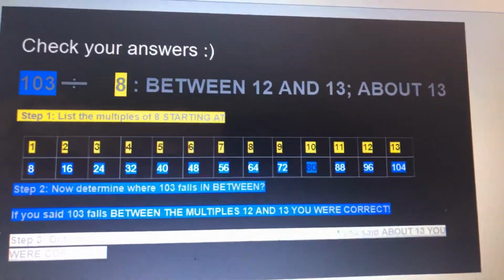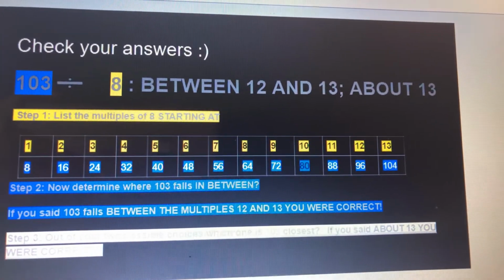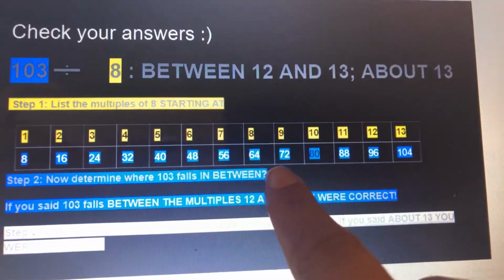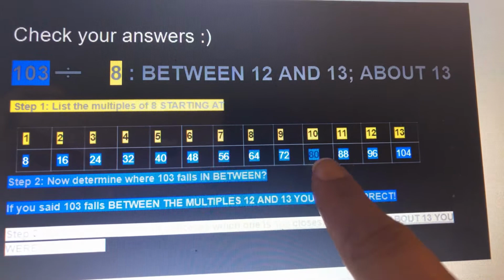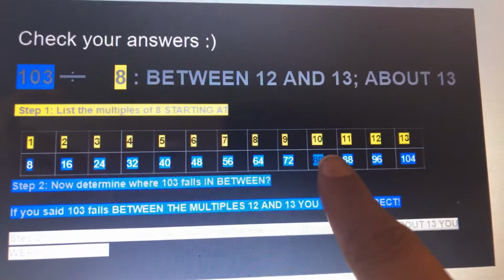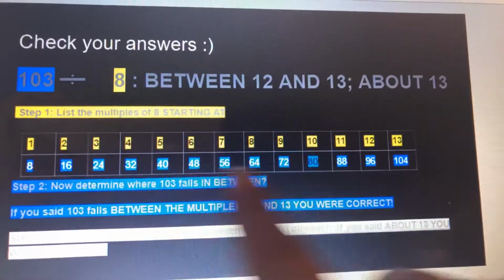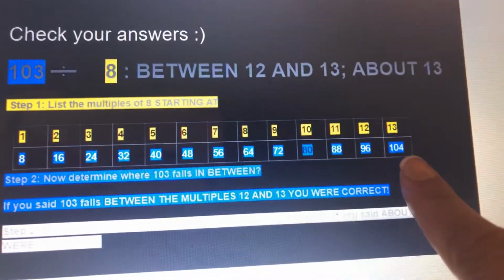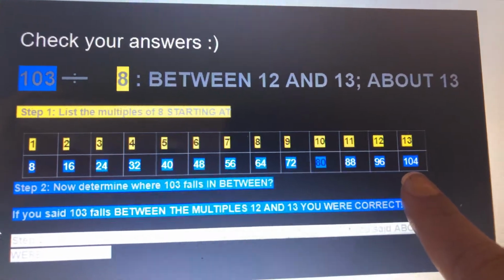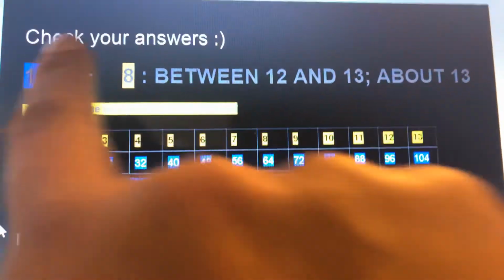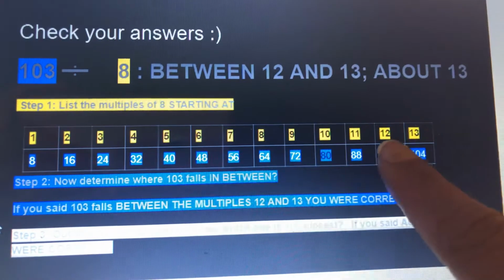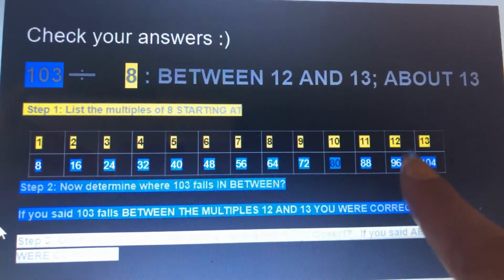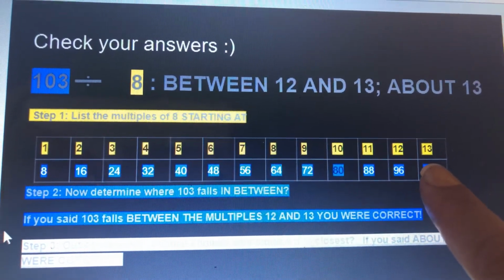Okay, now we have 103 divided by 8. It fell between 12 and 13. On this one, you should already know that 8 times 10 is 80. You can start at the 8 times 10 mark and move your way up. I started at the 1 and moved my way up, but like I said, you can always start at 8 times 10 and move up, because you know that's pretty close to 103 already. Once I hit 13, I had already gone over 103. So I stopped there. And I noticed that my number fell between 96 and 104. So it was between 12 and 13.